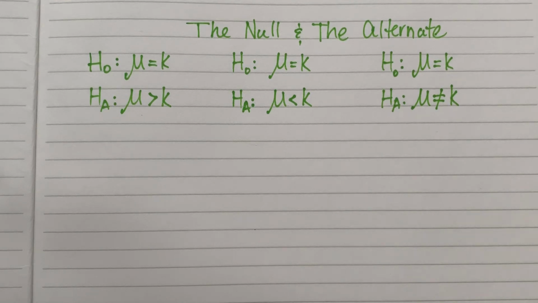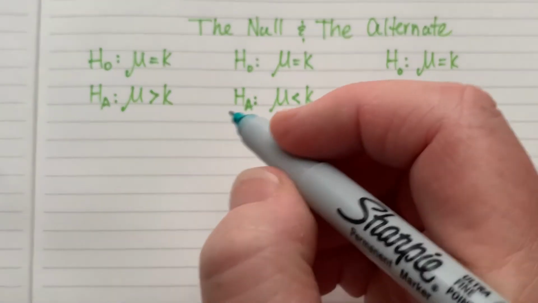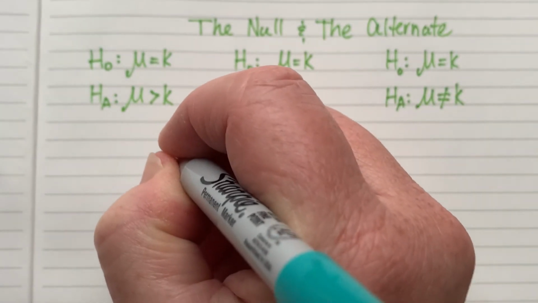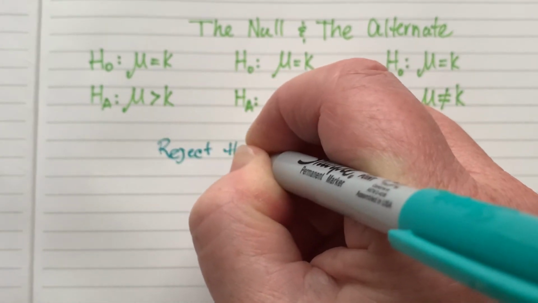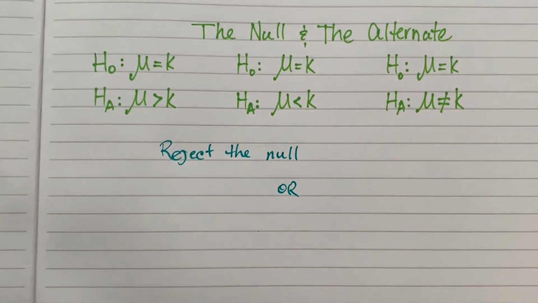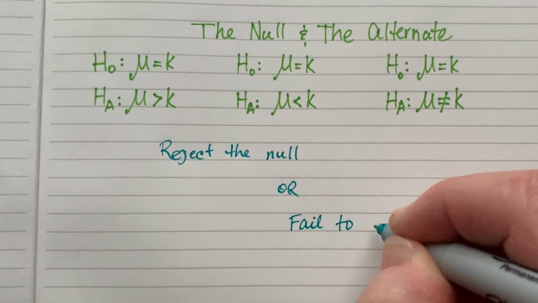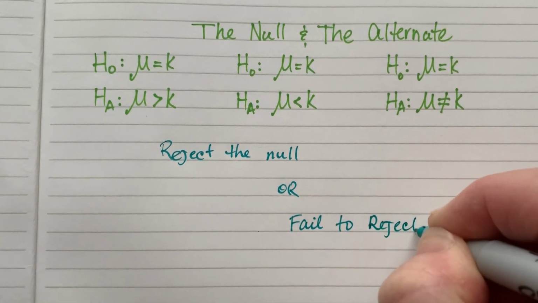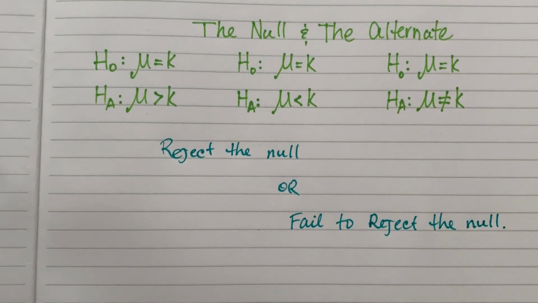All right. So it's really important to sort of get your mind trained into thinking that we either reject the null, or for the alternate, we fail to reject the null hypothesis. Okay, these are the only two options that we have. We are not accepting anything.